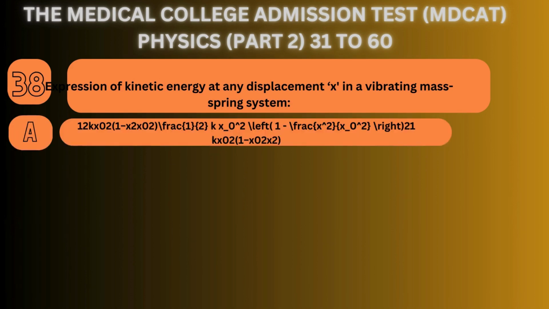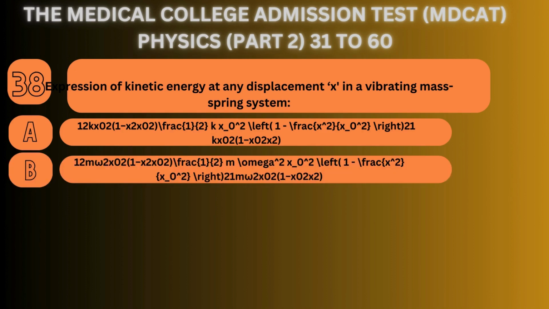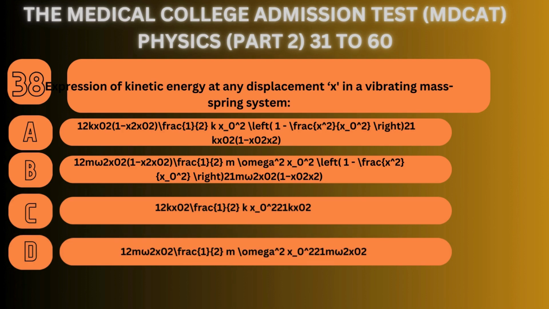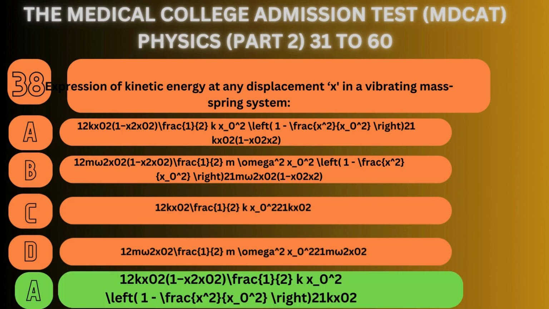Question number 34. In gases, the speed of sound is inversely proportional to the blank of the density when other factors are the same. Option A, square root; option B, square; option C, third power; option D, third root. 5, 4, 3, 2, 1. Correct option is A, square root.